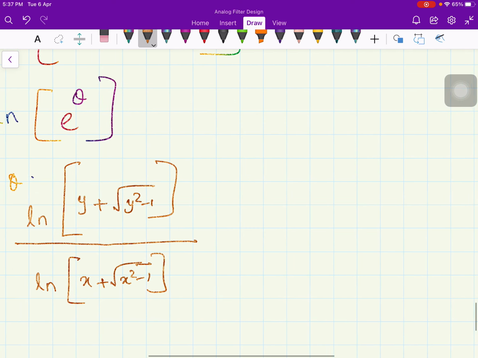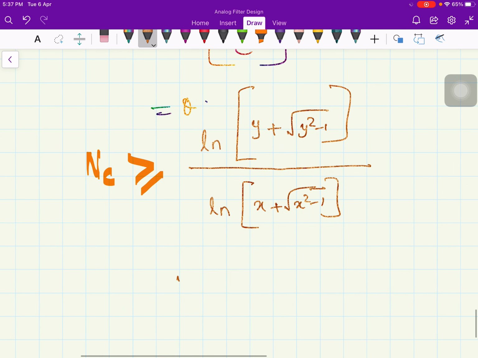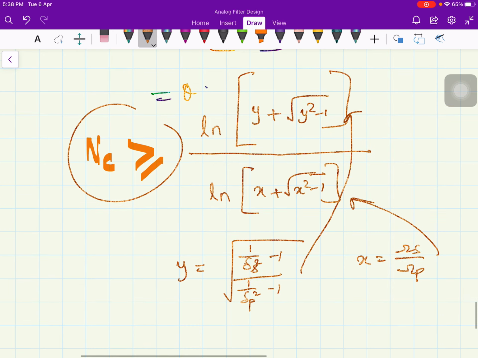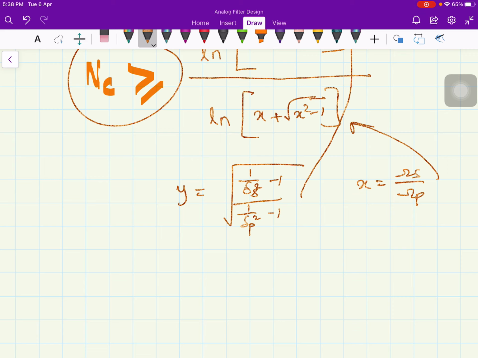What is y here? Y is equal to square root of 1 by delta a square minus 1 divided by 1 by delta p square minus 1. What is x? X is equal to omega s by omega p. Substitute in this expression and then you can find out n suffix c. In case you take the ratio, then you don't have to take the natural log either. You can use log to the base 10. These are the tricks in the calculation.